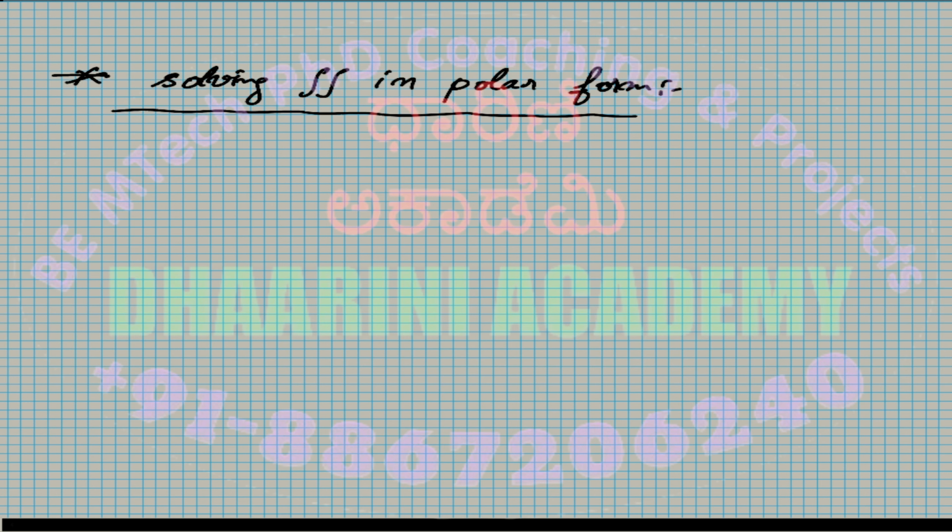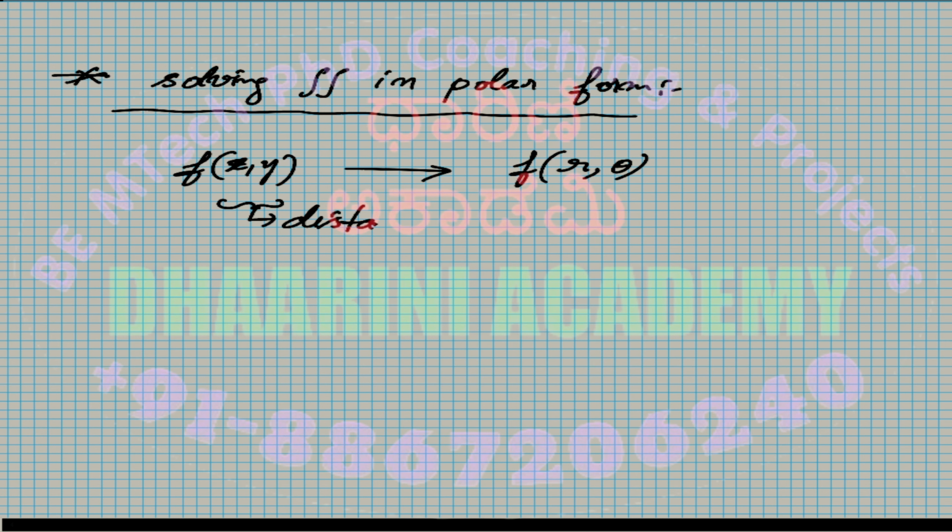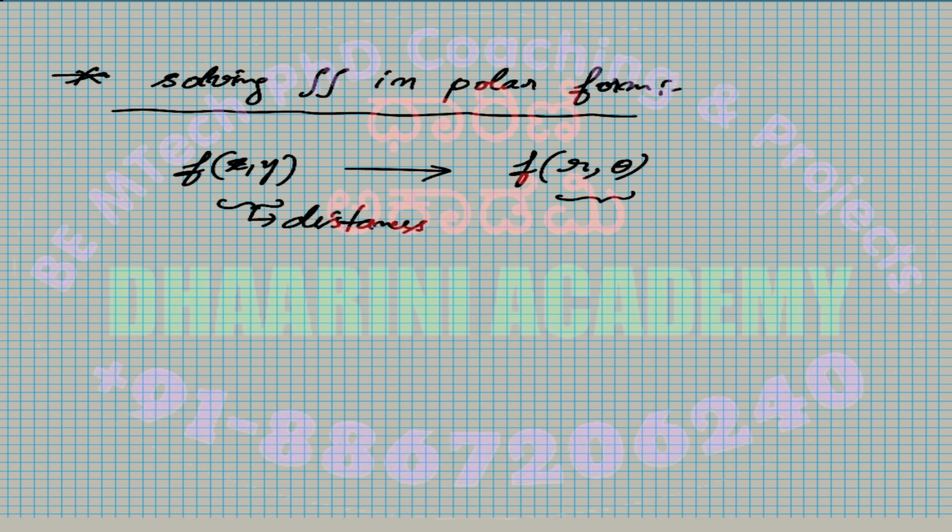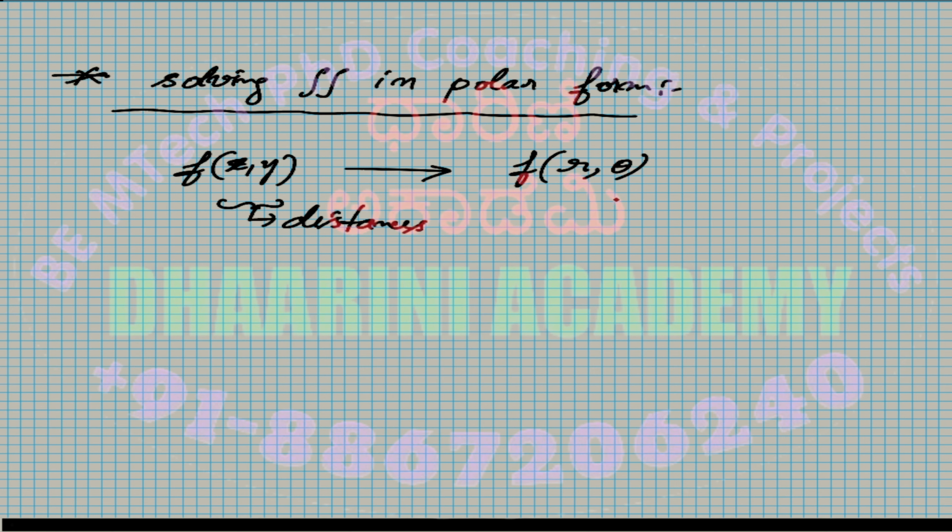Okay, so this is a concept. Normally, whenever we have a function given in terms of x, y, you can convert this into the polar format wherein you get the two polar coordinates. One is a distance and one is an angle. Here both x, y are distances, whereas in terms of r and theta, the theta is an angle and r is the distance.